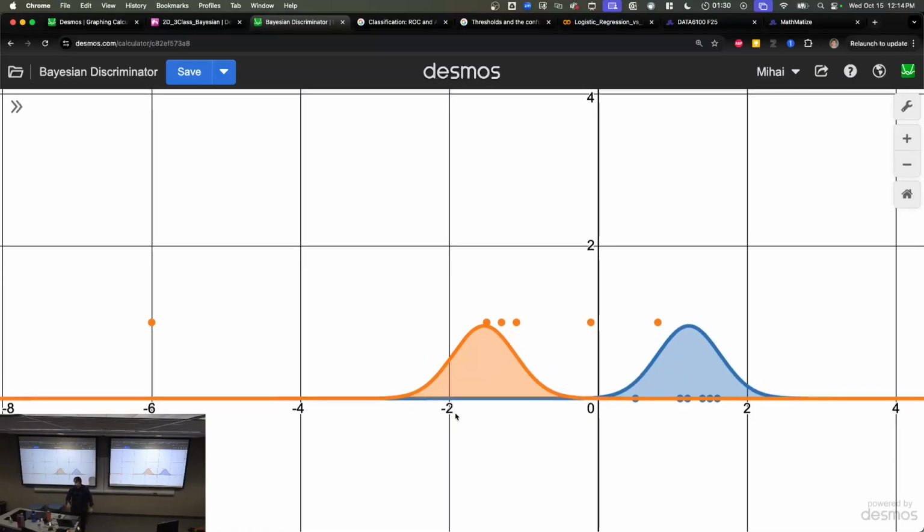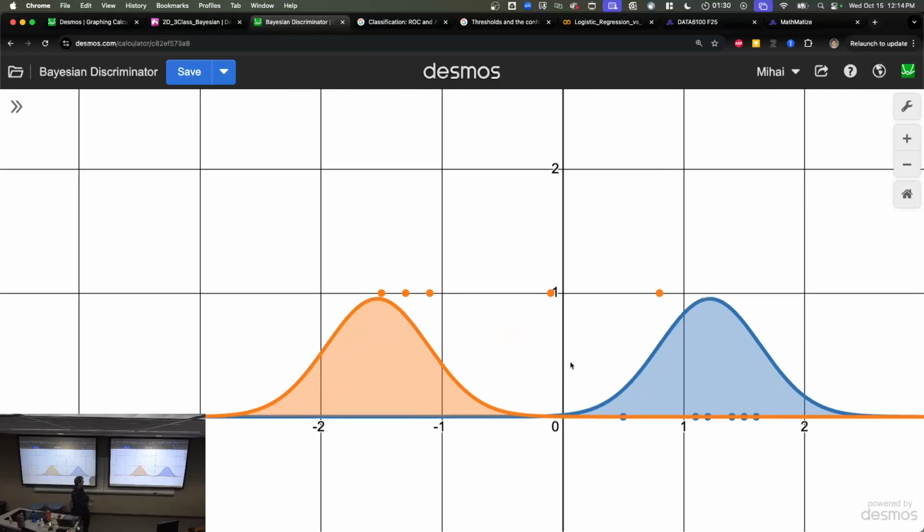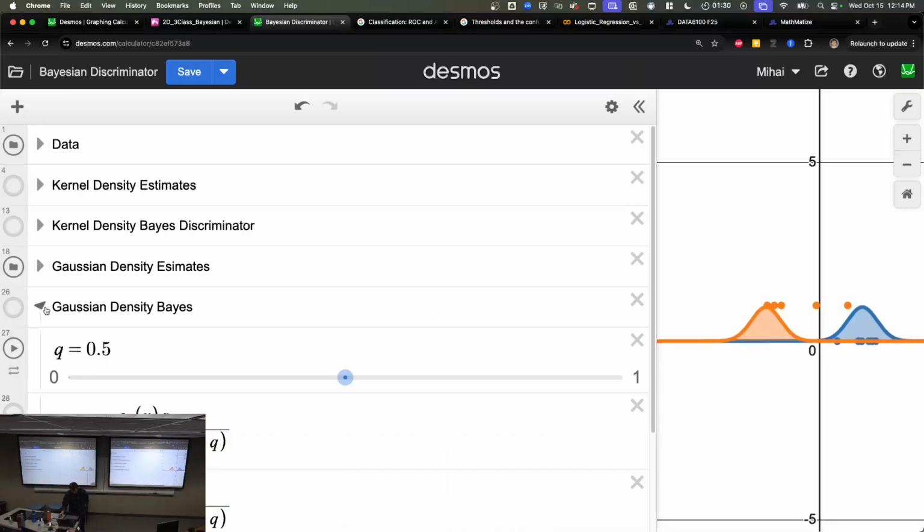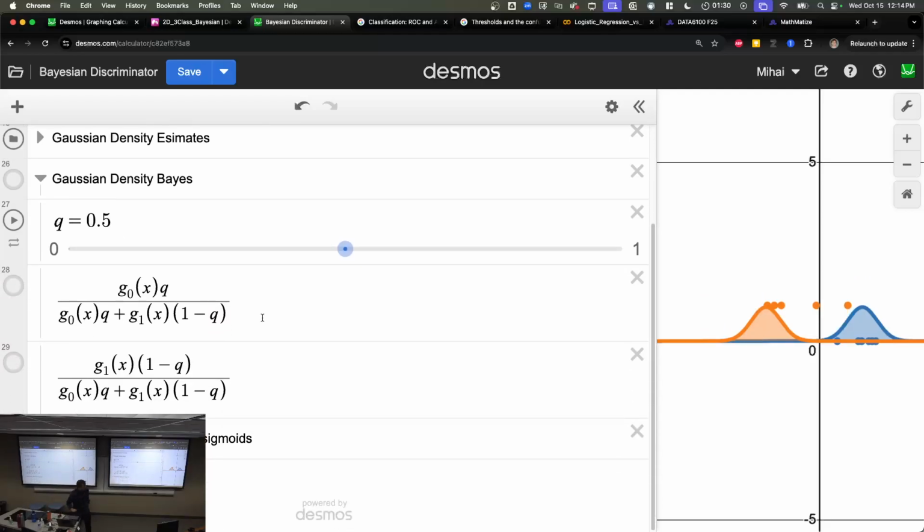Okay, so now we have the two curves, nice symmetric curves, an orange and a blue. And then we do the same formula we did before, right? Which is the Bayes theorem. So Gaussian density Bayes, this time I called it Q. Why did I call it Q? P was taken already, so it's called Q because that's the next letter. And it's the same formulas as before. So the density of the zeros times Q divided by the sum of the two different ways to do it. And you get a nice discriminator.